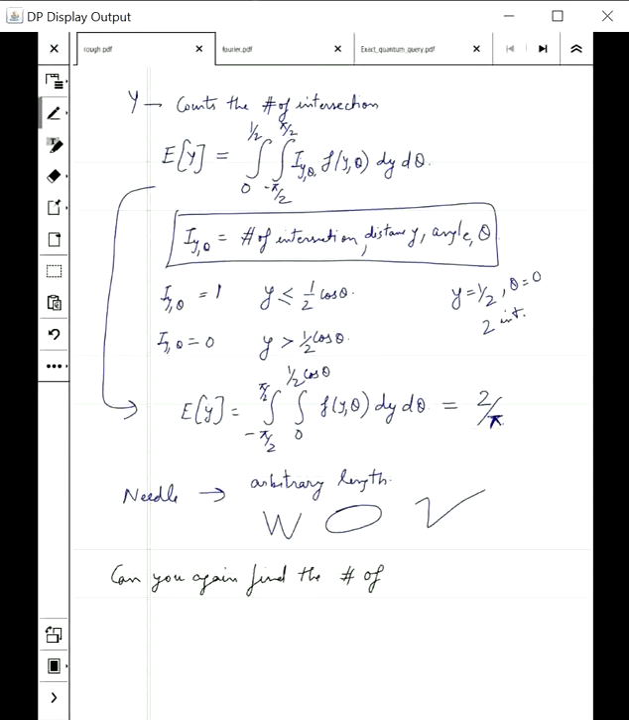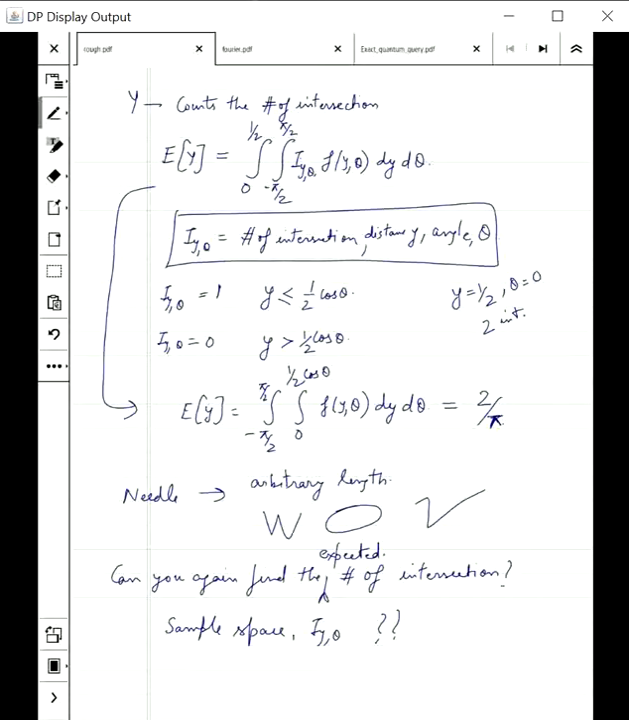The correct question to ask is the expected number of intersections. And you already see, if you pick the needle to be W, that it is very, very hard to decide the sample space as well as decide this theta. So let's solve this question in a very, very different way, and you will see that the answer will just pop out.